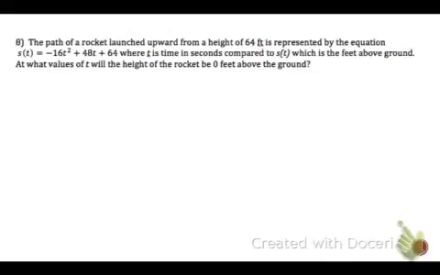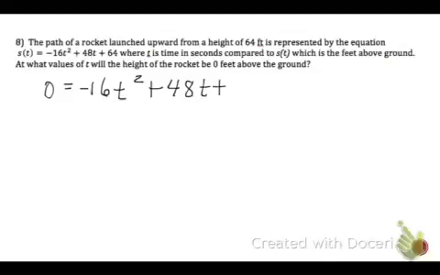This is another problem reviewing concepts 41 and 42. So the path of a rocket launched upward from a height of 64 feet is represented by that equation, where t is the time in seconds compared to s of t, which is the feet above ground that the rocket is. At what values of t will the height of the rocket be 0 feet above ground? So that means we're going to replace s of t with 0. And then we'll just use our factoring methods to solve for t and find out those values.